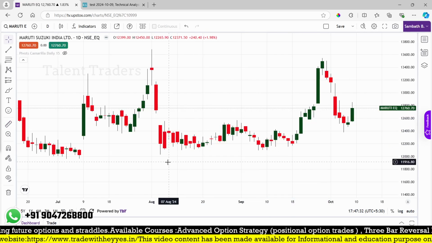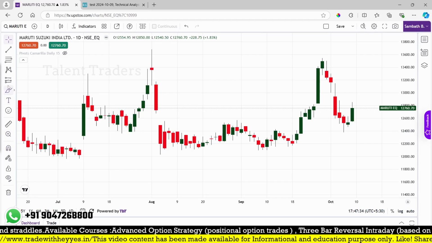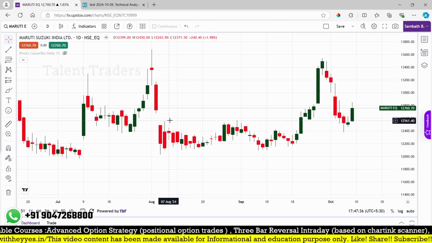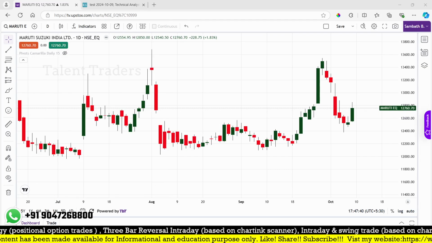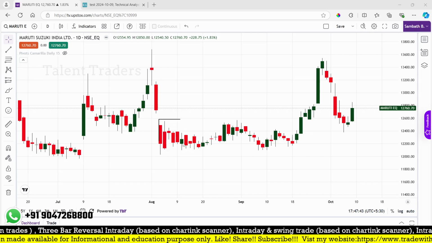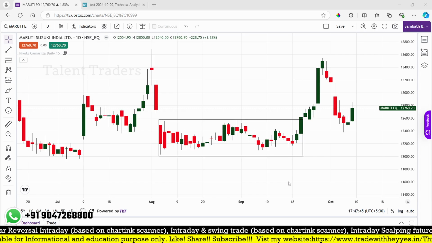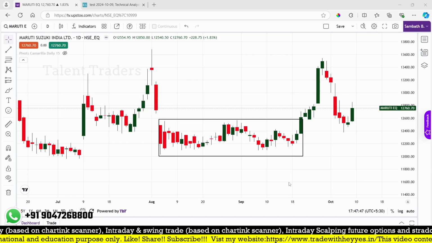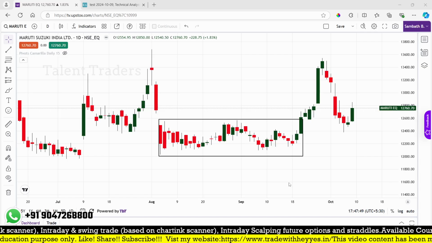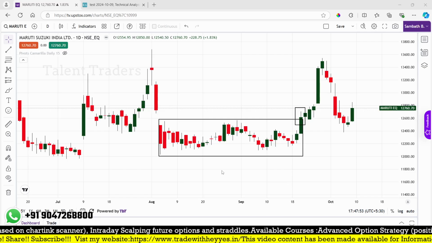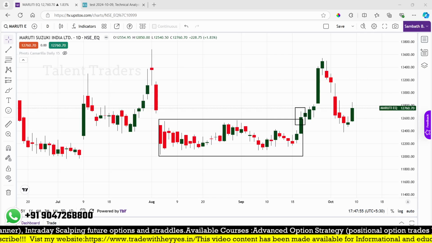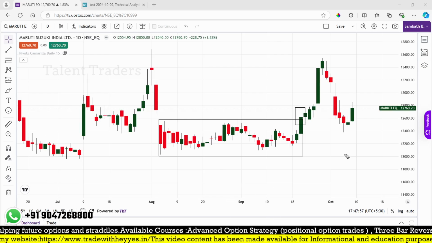So this is a consolidation which we found with the scanner, and we are looking for a breakout. That's why we have to create one more scanner. Here is the exact consolidation, almost within 5%. So when the price closes above it, that should be considered a consolidation breakout at this point, and we can keep our stop loss below the consolidation lower level.